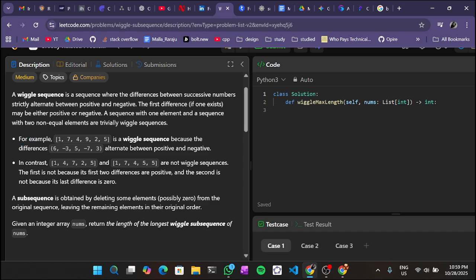So 7 minus 1 is 6, 4 minus 7 is minus 3, 9 minus 4 is 5, 2 minus 9 is minus 7, and 5 minus 2 is 3.